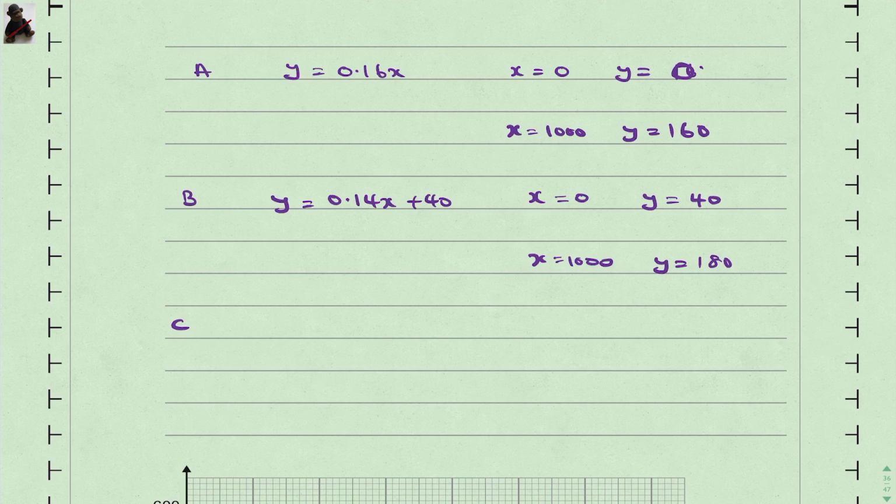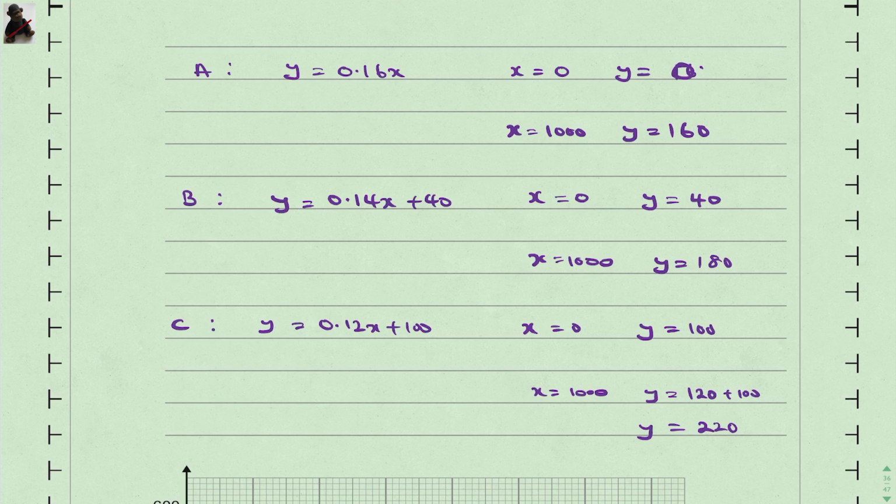For tariff C, y equals 0.12x plus 100. When x equals 0, y equals 100. And when x equals 1000, y equals 120 plus 100, so that equals 220.